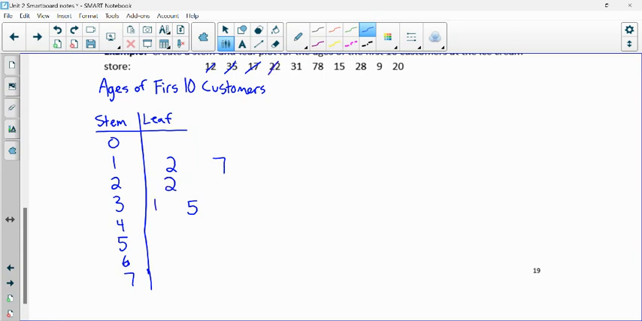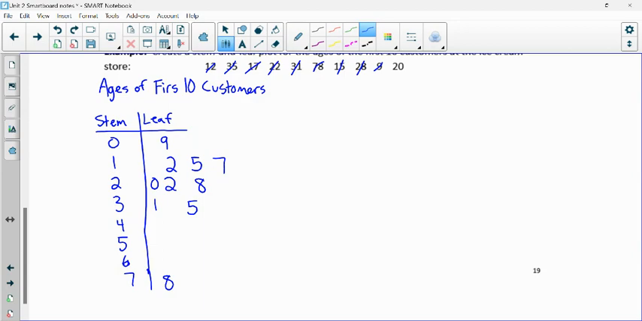31. I'm going to put that right in the front because that's pretty early in the 30s. 78. I only have one in the 70s, so I'll leave that right there. 15. So that 15 is going to be the stem of 1 and between the 2 and the 7. 28 would come after the 2. 9 would again be the stem of 0. And then we have 20, which would have to come before the 2.